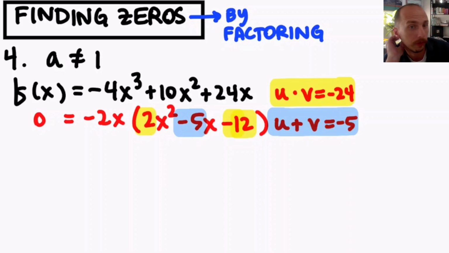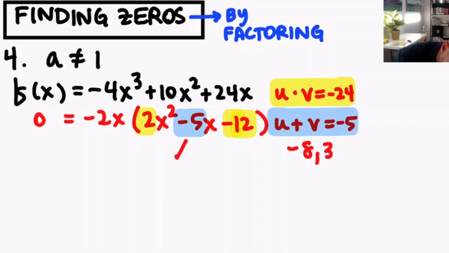Okay, so factors of 24: 12 and 2, no. 24 and 1, no. 8 and 3, yes, here we go. I'm going to need one to be negative and the other positive for them to multiply to negative 24. And if it's going to add to negative 5, I need the larger one to be negative, so I need negative 8 and positive 3. So I'm going to say negative 8 and 3.